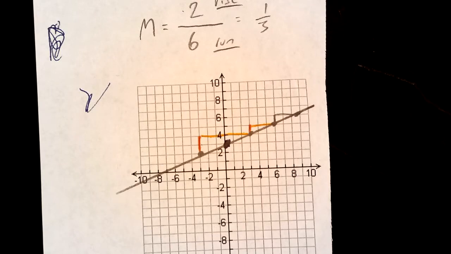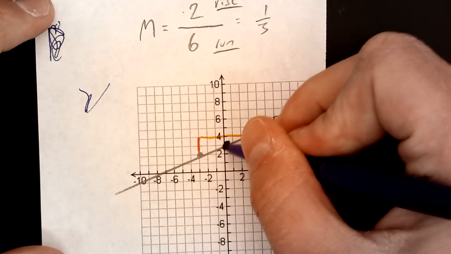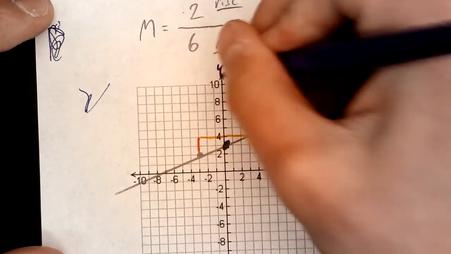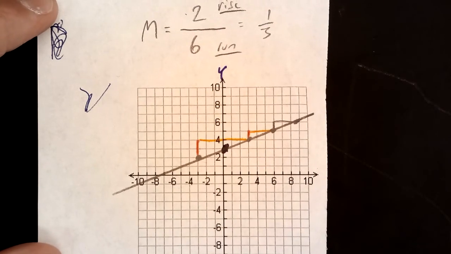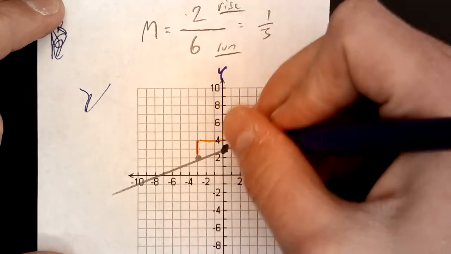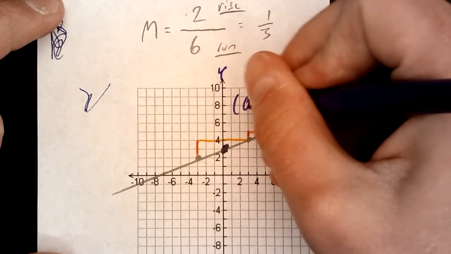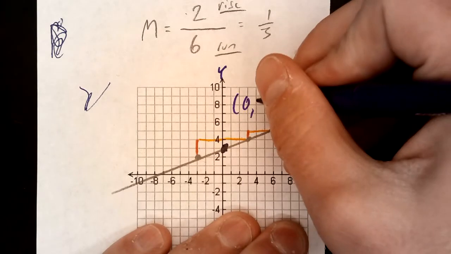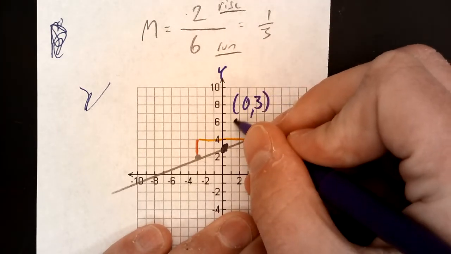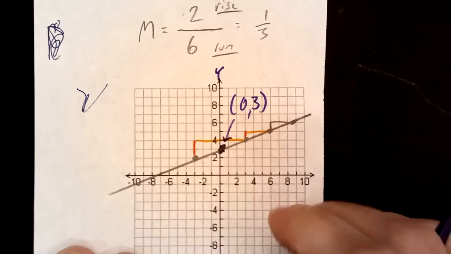So here's a line that we looked at previously. The y-intercept, we've called that our start. It's on our y-axis. So in this line, I would say that the y-intercept is at the coordinates 0, 3. That's the y-intercept right there.